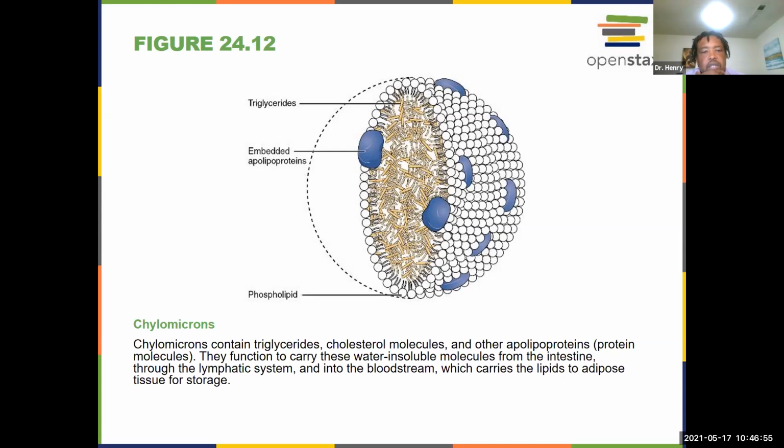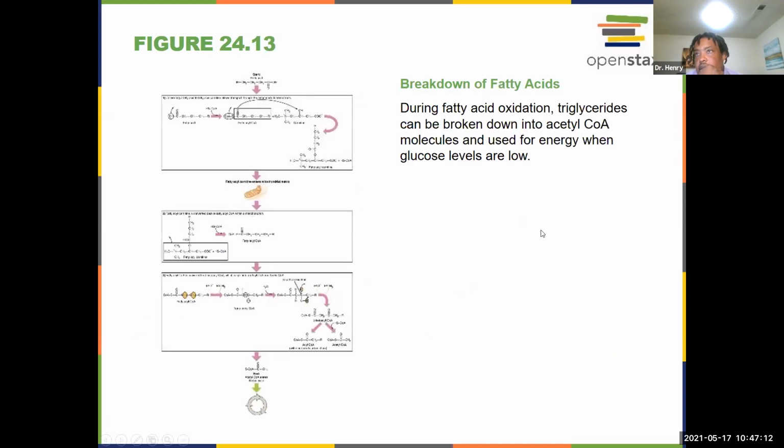And so these are the things that can end up causing problems with this, right? Okay. So these guys are going to be basically carried to adipose storage when they need to be stored. And then they're going to be delivered to other components when they need to be processed. Okay. So this is the breakdown of fatty acids.